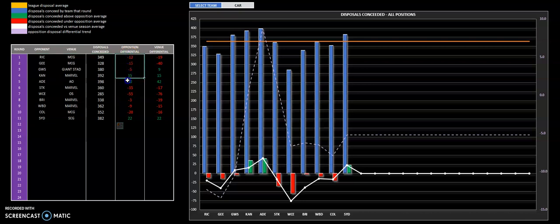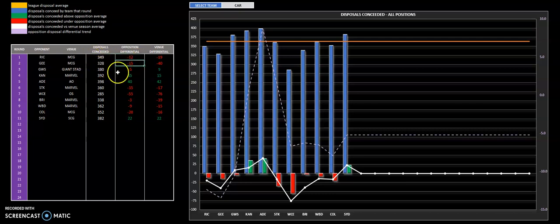So next thing I look at is opposition differential. What that means is you may have given up 349 disposals to Richmond, but what does that mean? Is Richmond a high disposal team or is Richmond a low disposal team? Does that mean you defended tightly or that they just don't get many disposals? So we can see in round one, the disposal differential was 12. What that means was that Richmond got 349 disposals, which is 12 less than their normal average, which is 361.